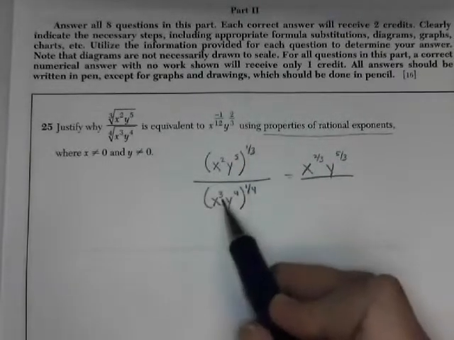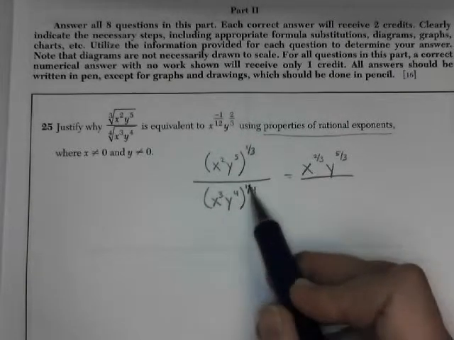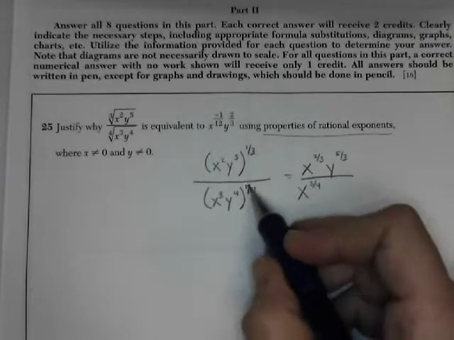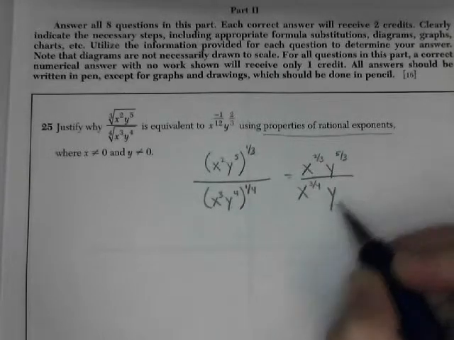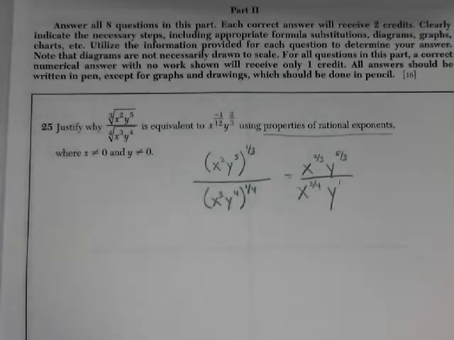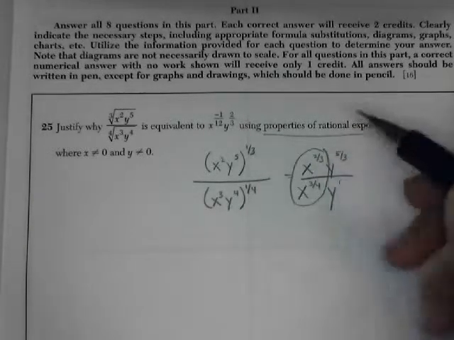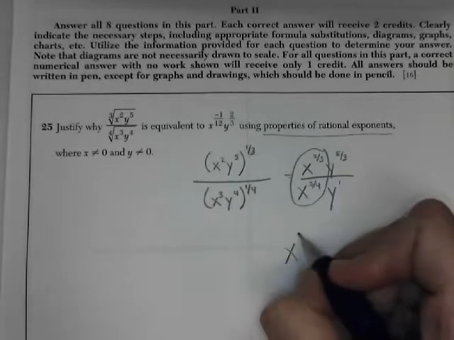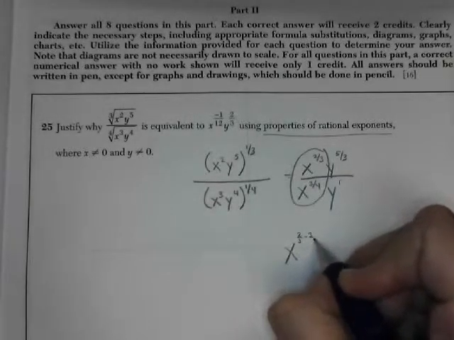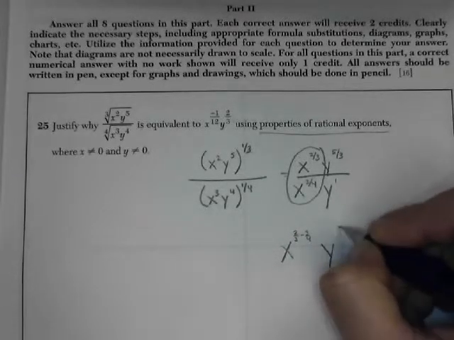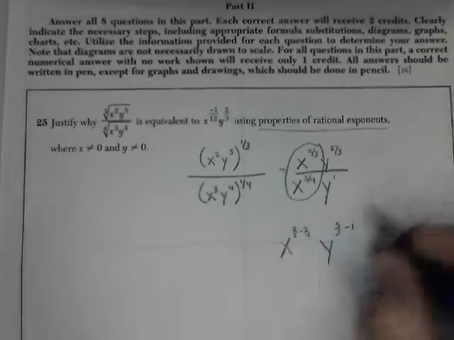We're getting rid of these parentheses. X to the 3rd to the 1/4 is x to the 3/4. Y to the 4th to the 1/4 is y to the 4/4, which is just 1. And then common bases, we have to do subtraction. So 2/3 minus 3/4. Since we're justifying, you might as well show that that's what you're doing. And y to the 5/3 minus 1.